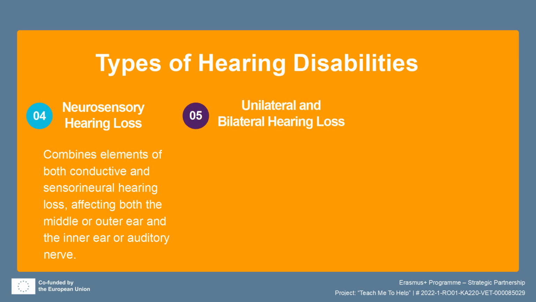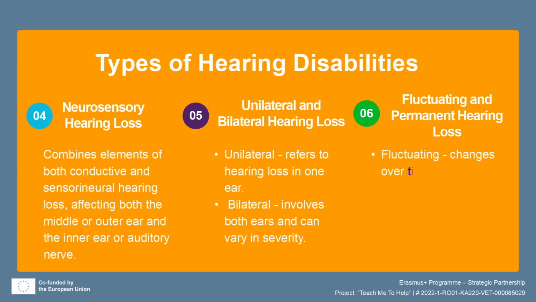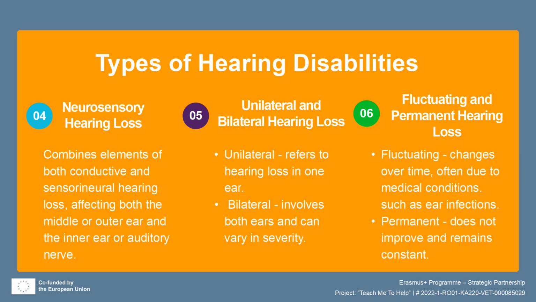Unilateral and bilateral hearing loss. Unilateral refers to hearing loss in one ear. Bilateral involves both ears and can vary in severity. Fluctuating and permanent hearing loss. Fluctuating changes over time, often due to medical conditions such as ear infections. Permanent does not improve and remains constant.